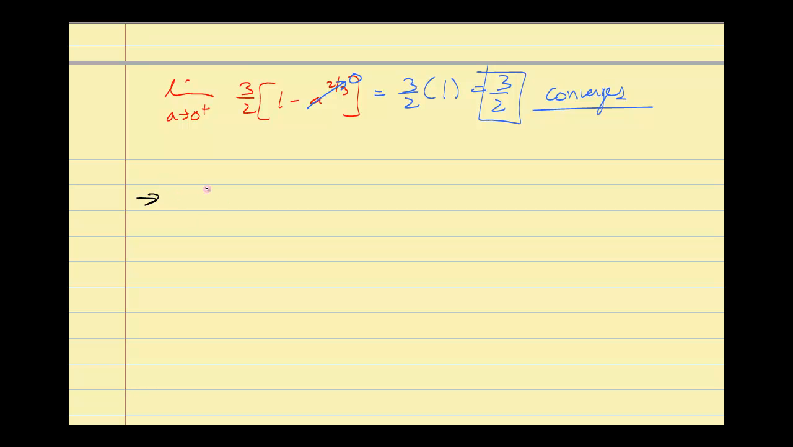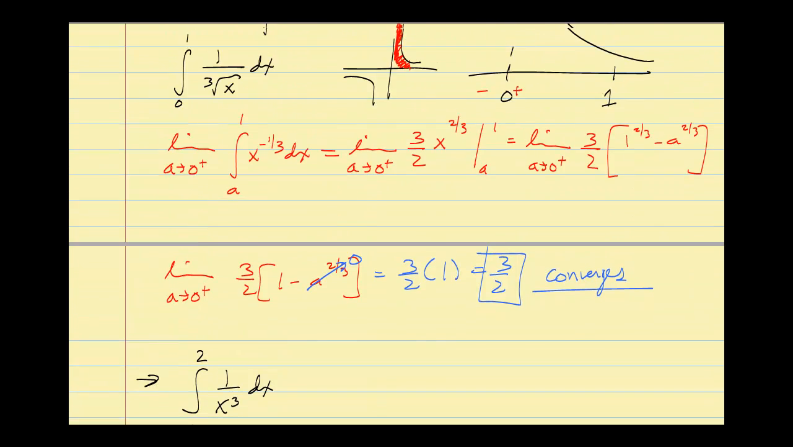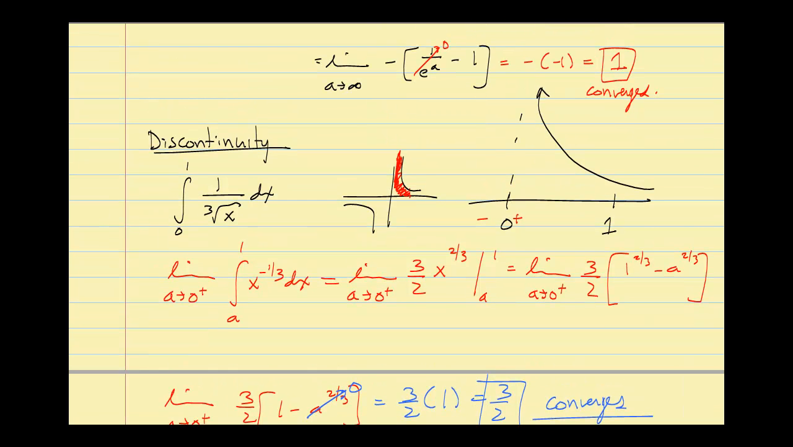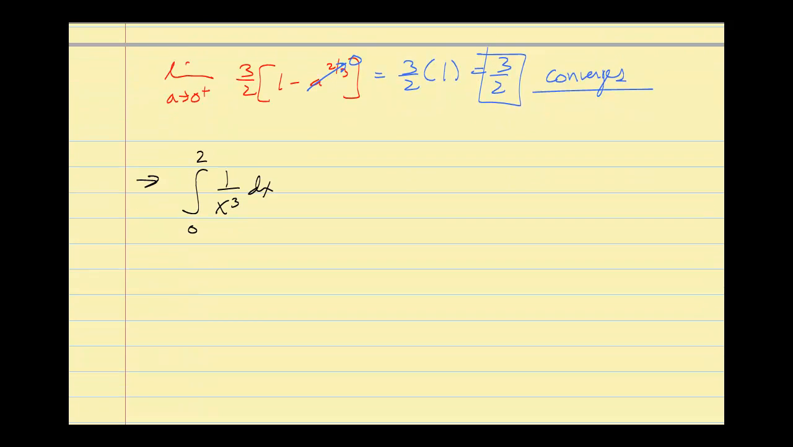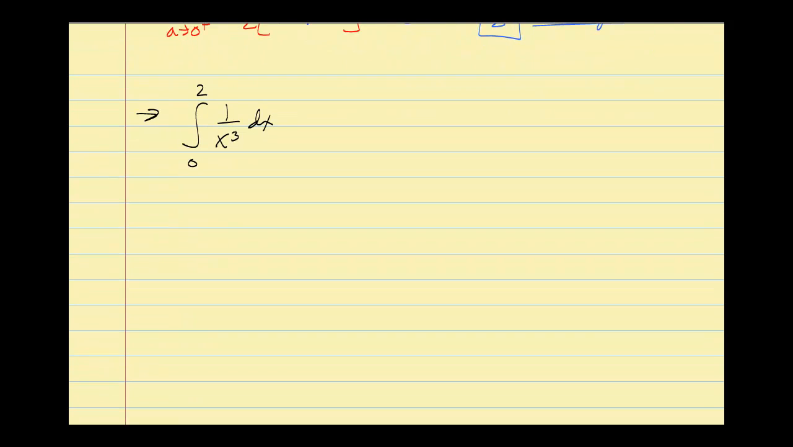Let's look at the integral from 0 to 2 of 1 over x cubed dx. Now, there's a relationship here, 1 over cubic root of x, 1 over x cubed. So you might think, okay, this looks like it will probably have the same type of behavior. Well, let's look up here. On this one, we are going between 0 and 1 of 1 over the cubic root of x. Here we're going 0 to 2 of 1 over x cubed.